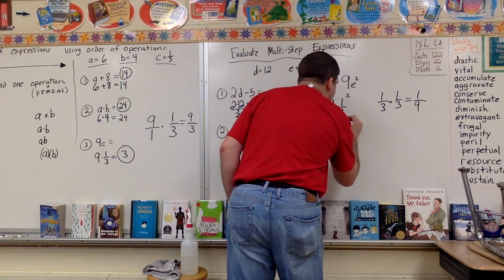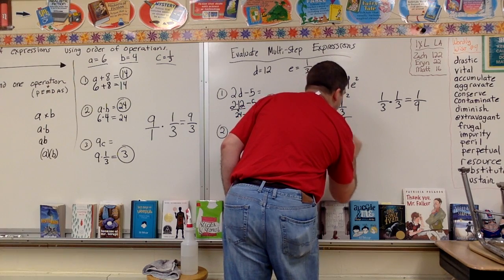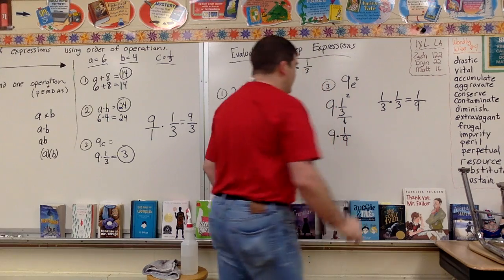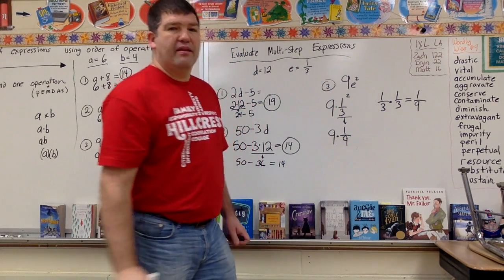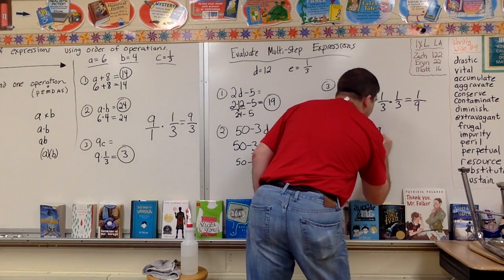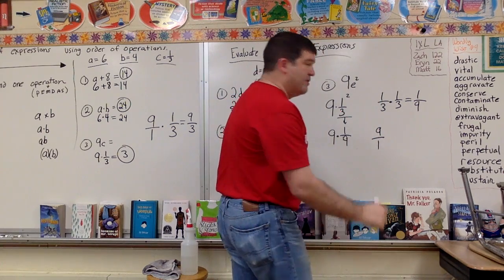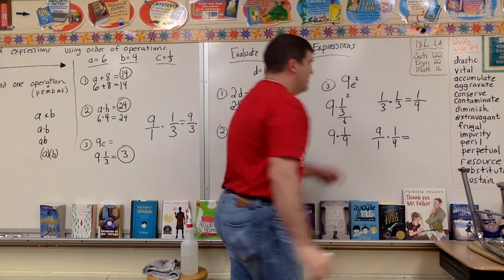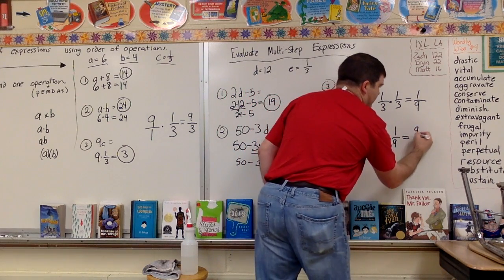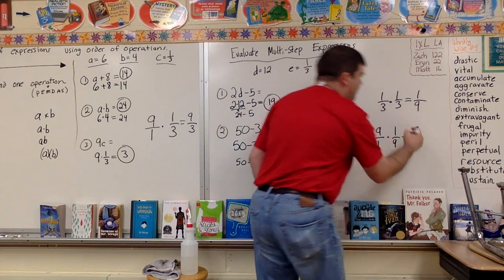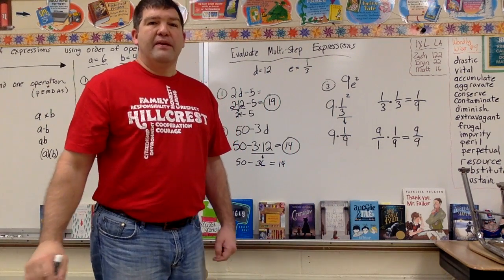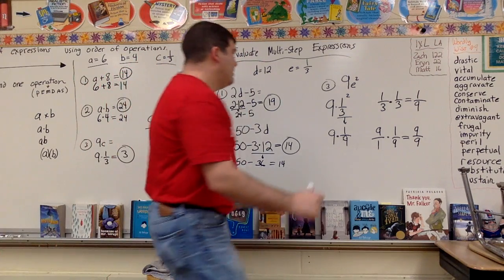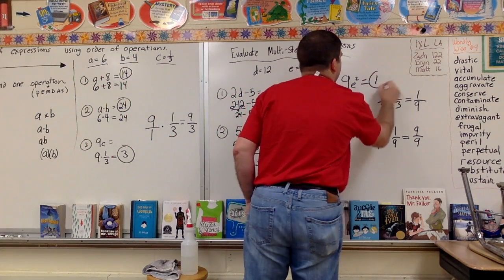So now I've done this, and I bring it down, 1/9, bring everything else. So it's 9 times 1/9. And if I make 9 into a fraction like that, then times 1/9. 9 times 1 is 9. 1 times 9 is 9. It's 9 over 9. And if I divide 9 by 9, it gets me 1 whole. So my answer is 1.